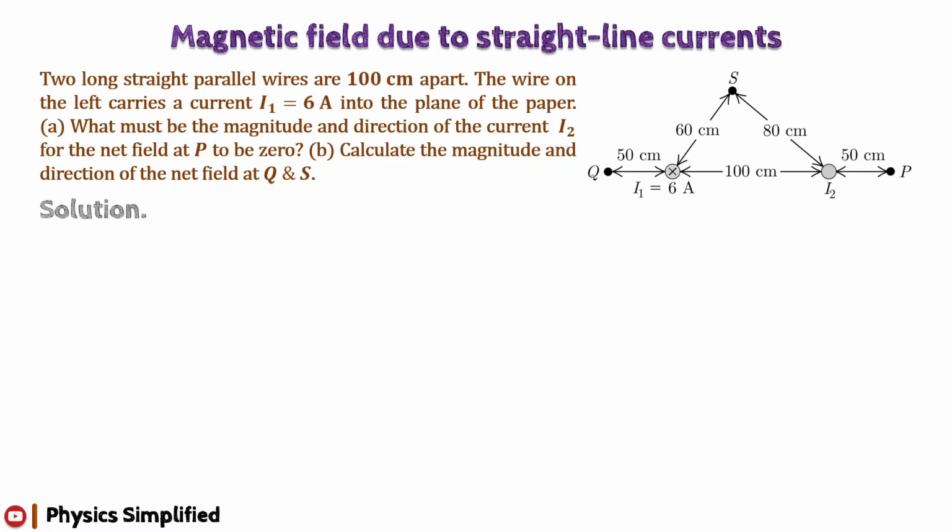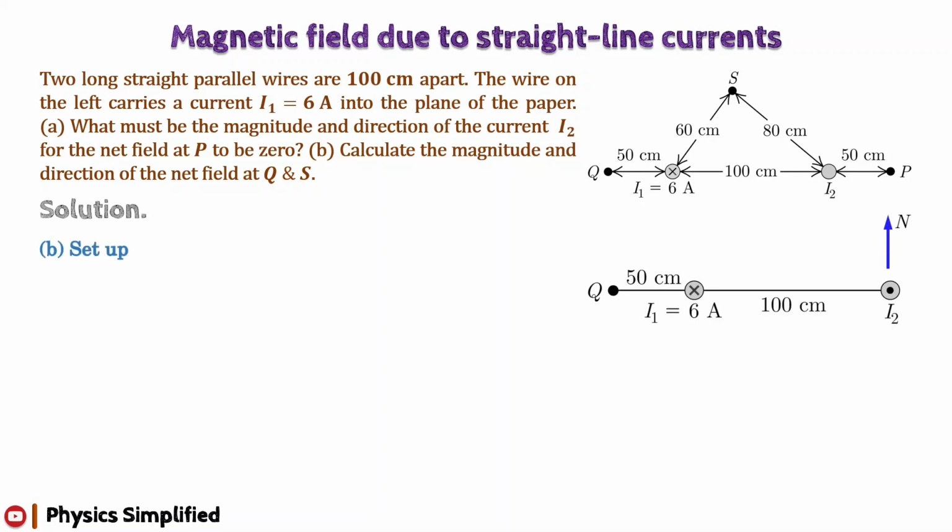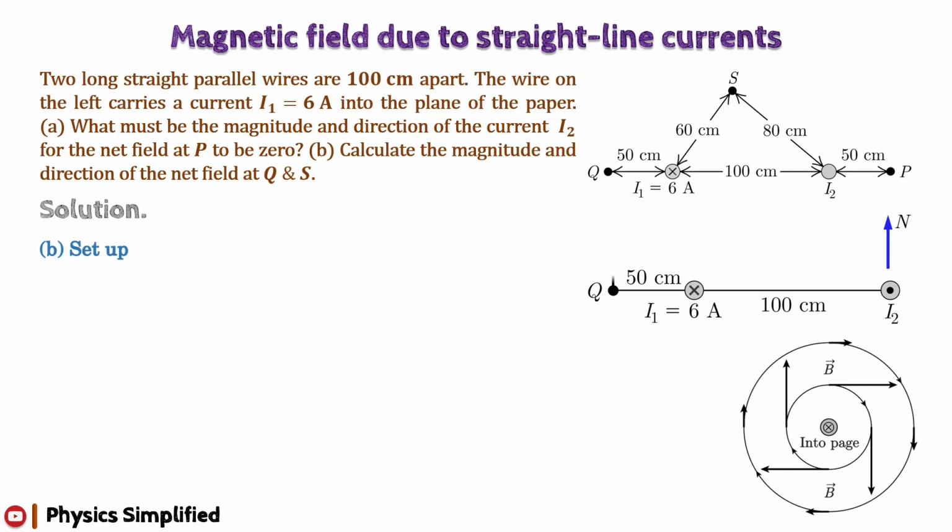Let us now calculate the net magnetic field at point Q due to the currents I1 and I2. Using the right-hand rule, we find that the magnetic field B1 at point Q due to the current I1, which is into the paper, is due north, while the magnetic field B2 at point Q, due to the current I2, which is out of the paper, is due south.